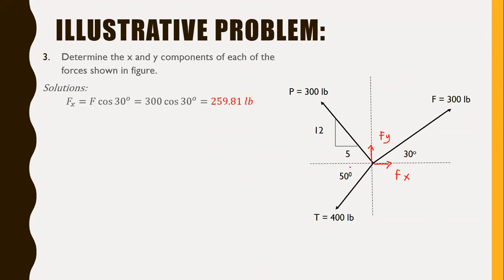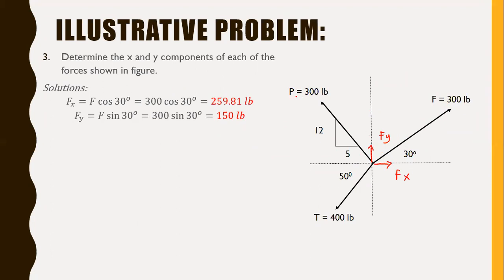Okay, now for Fx, we have F cosine 30 degrees. Then substitute the values. You have 300 cosine 30 degrees is equal to 259.81 pounds. Now, for Fy, we have Fy is equal to F sine 30 degrees. Therefore, that is 150 pounds.